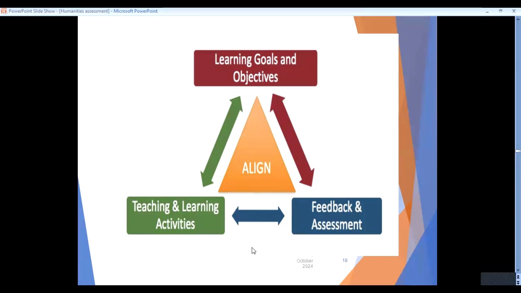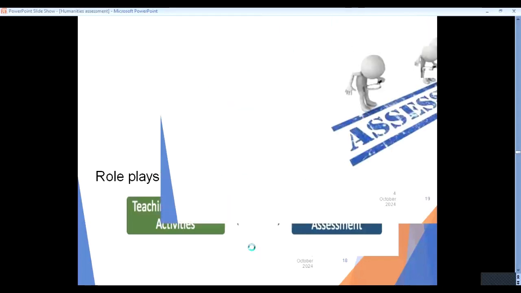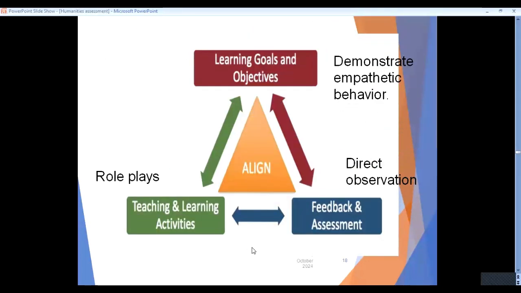So you might be having certain objectives. According to the verbs of the objectives, you have to frame your teaching learning methods. And according to the verb, you have to frame your assessment methods also. For example, if your objective is the student should be able to demonstrate empathetic behavior. So here the word is demonstrate. So your teaching learning method would be something where the student would be able to learn how to demonstrate empathy. So it can be role plays, cinema education, many other methods also we have talked about.